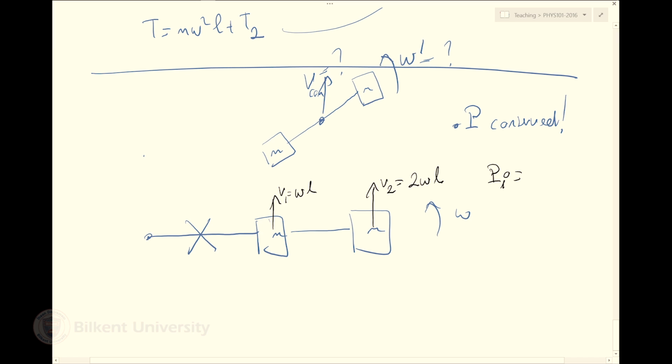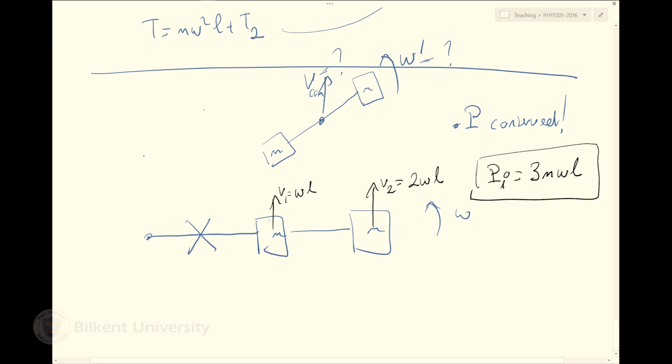It's going to be, this is m omega L, this is 2m omega L, so it's going to be 3m omega L. Right?